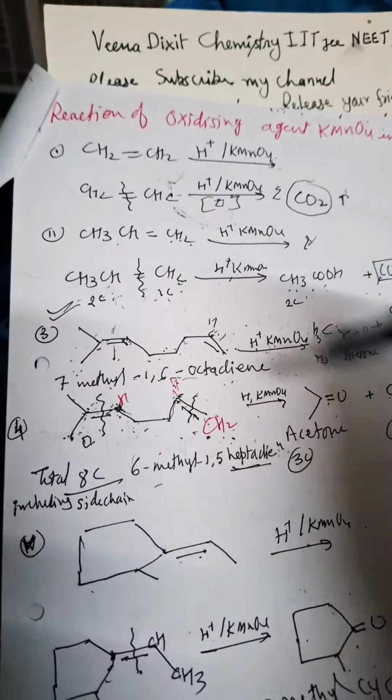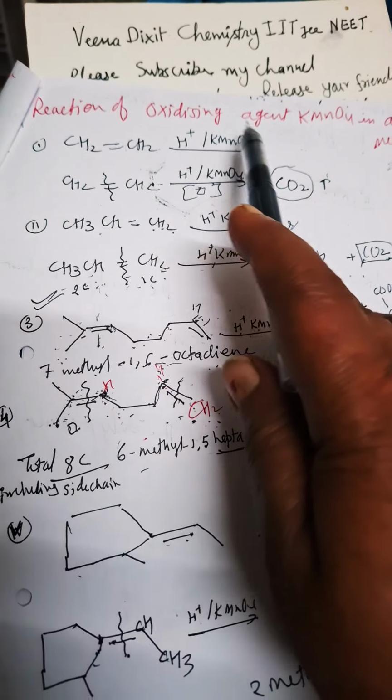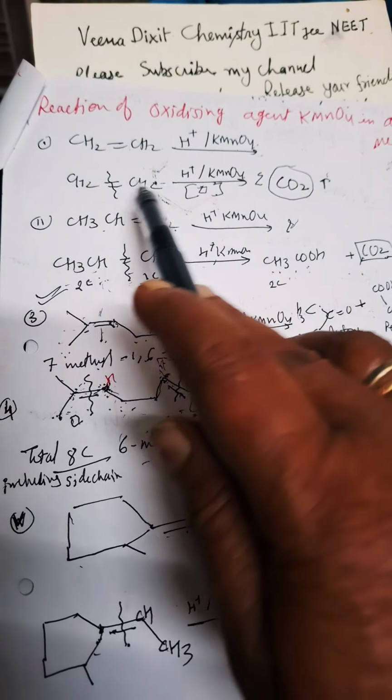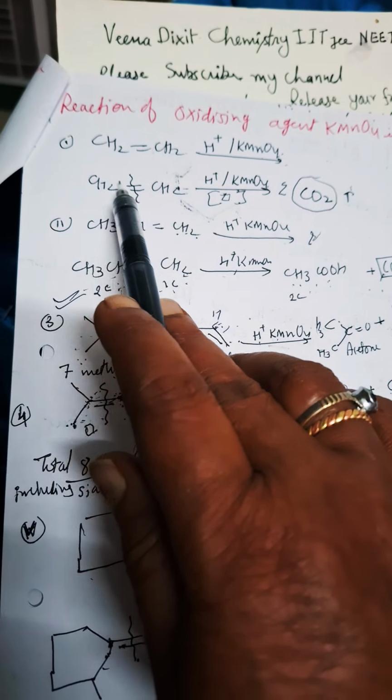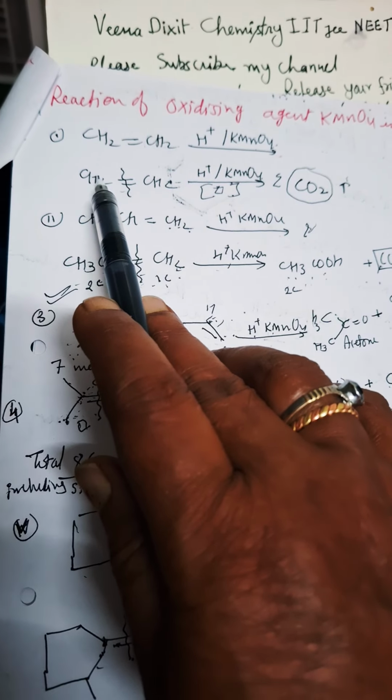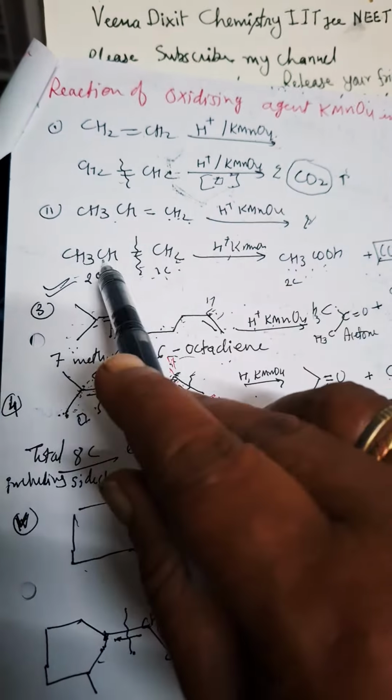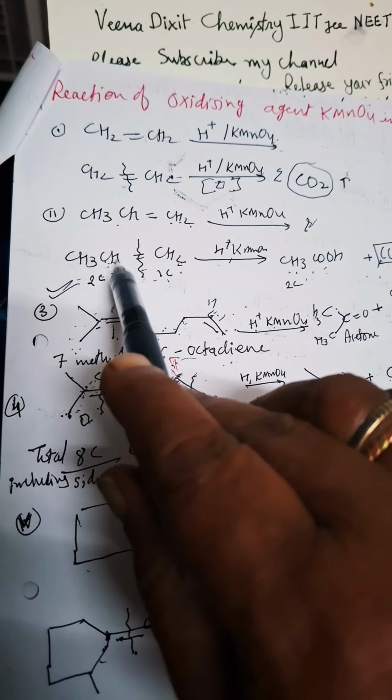Alkene oxidation we are doing here with the help of acidified KMnO4. It will give you nascent oxygen which will oxidize these alkenes. So every terminal CH2 or any H that is there, for example, here H is there, so this group is oxidized.